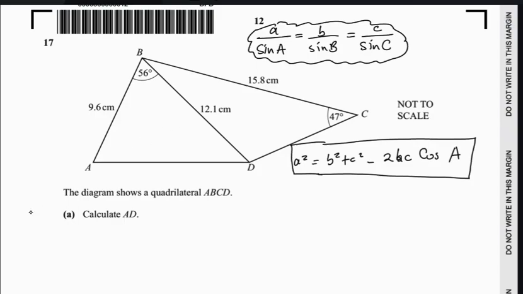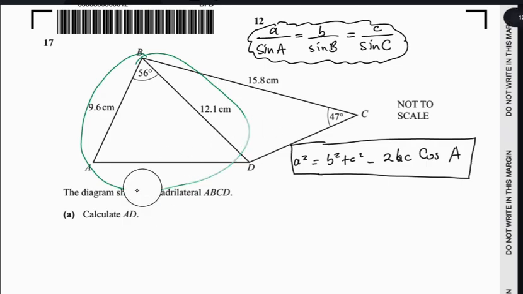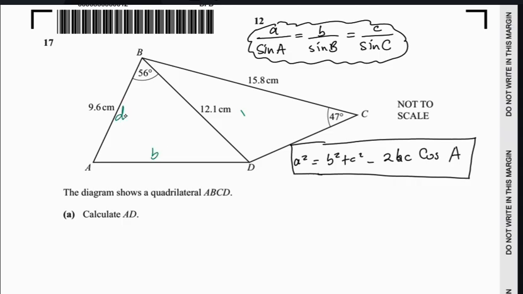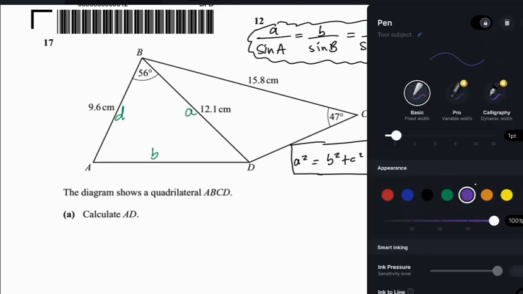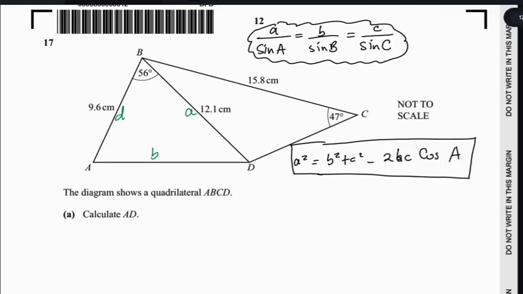So each side is opposite to a small letter, yeah. Considering this first triangle, I'm going to label it with a green color. This is side B, this is side D, and this is side A. And then considering the other triangle, I'm going to use a purple color. This is side D, this is side C, and this is side B.